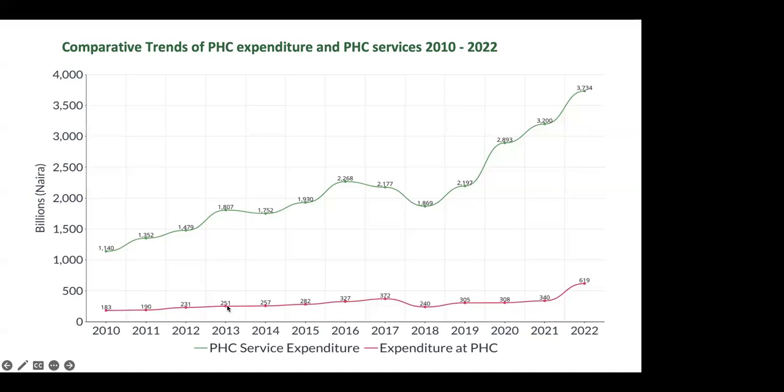That means the difference between this line and this line indicates primary healthcare services that are rendered outside of the primary healthcare system. The question is, why are people not going to the primary healthcare centers to get primary healthcare services? I think you and I know what that answer is.